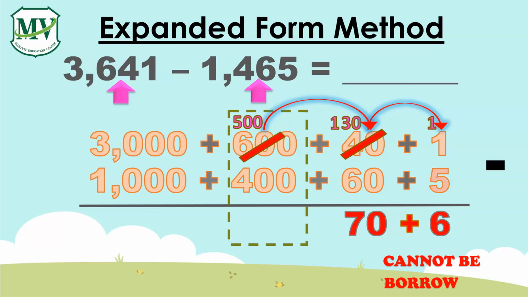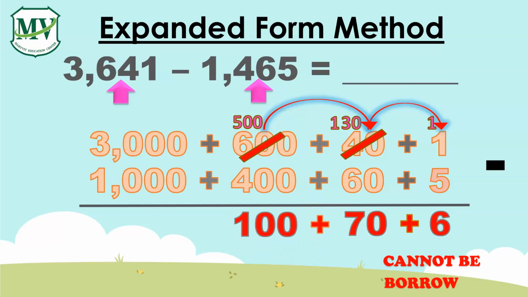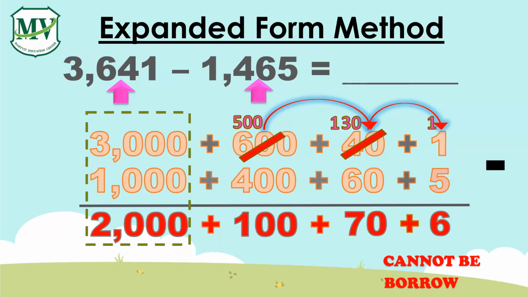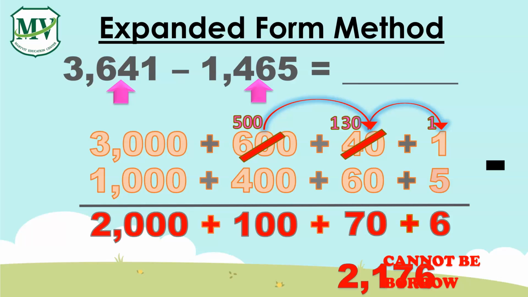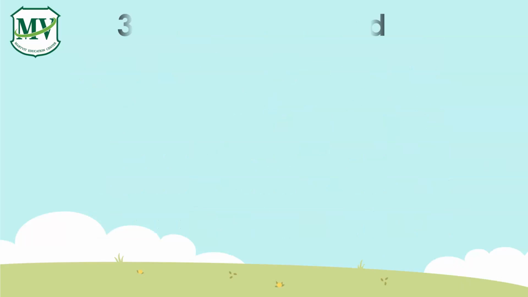Step 3. Subtract the hundreds. 500 minus 400 is 100. Step 4. Subtract the thousands. 3,000 minus 1,000 is 2,000. Therefore, 2,000 plus 100 plus 70 plus 6 is the expanded form of our answer, 2,176. Number 3. Shortcut method.